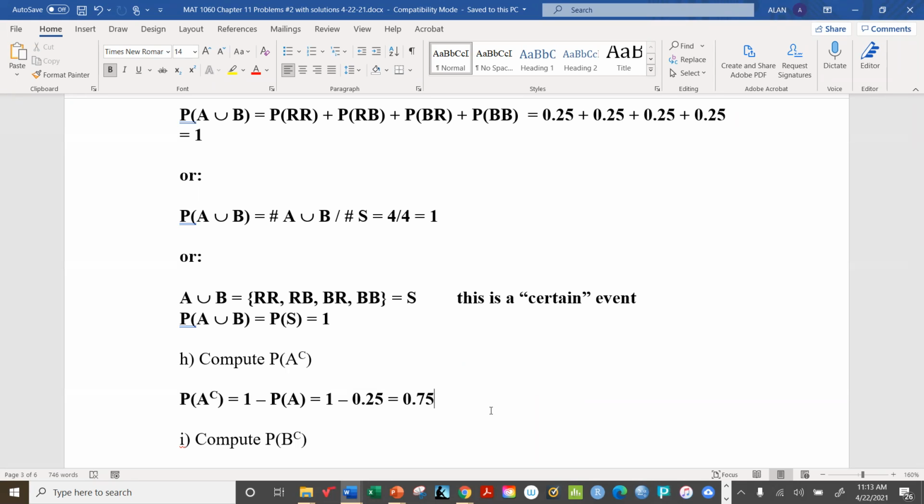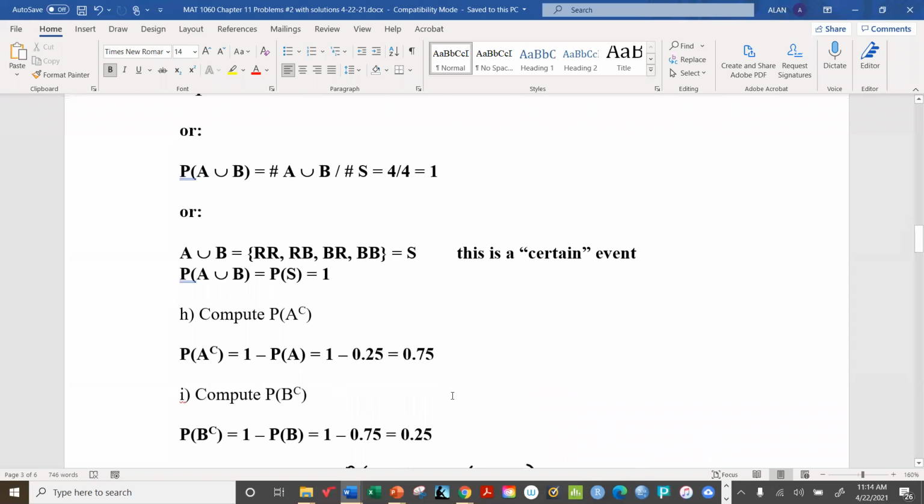Okay. What about B complement? Well, we'll use the same rule, of course. And you'll recall that the probability of B was 0.75. So therefore, we end up with 1 minus 0.75, which is 0.25.